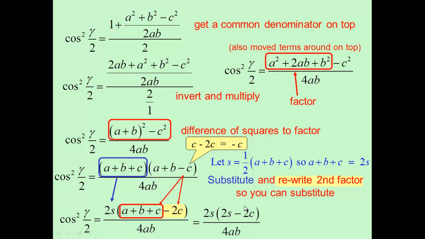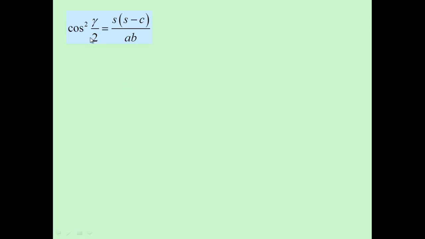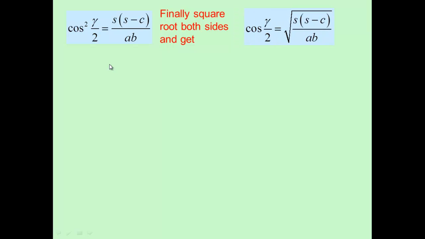From here I can factor out a 2, which would give me a 4 out in front, which would cancel. And remember what this is equivalent to? The cosine squared of gamma over 2. Carrying that over to the next slide. To get rid of the square, I'm going to take the square root of both sides, which gives me that. And we'll stop at this point. That's one thing I will be referring back to in a minute.